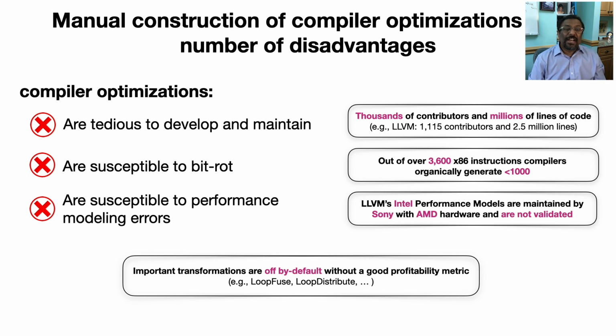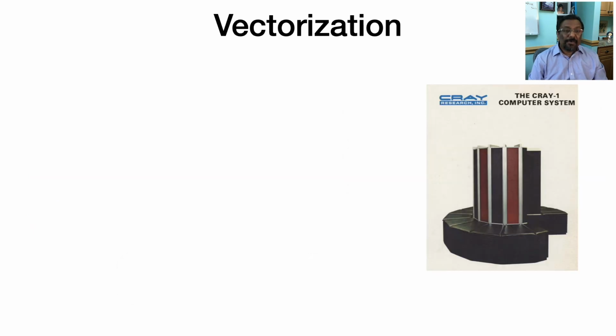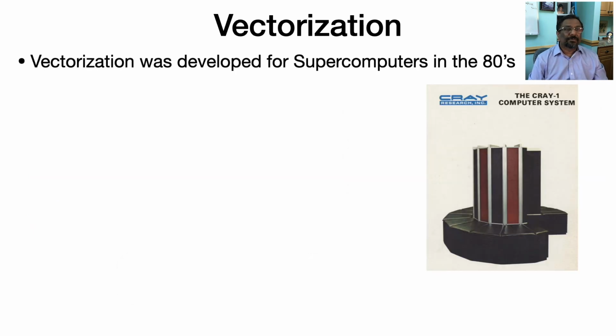So let's take a look at one compiler optimization, see how it has evolved over the years and how we can evolve it further, and that will probably give you a feel for how we can do it for the rest of the compiler. The optimization I want to look at is vectorization.